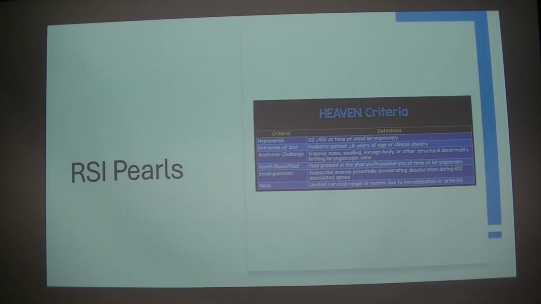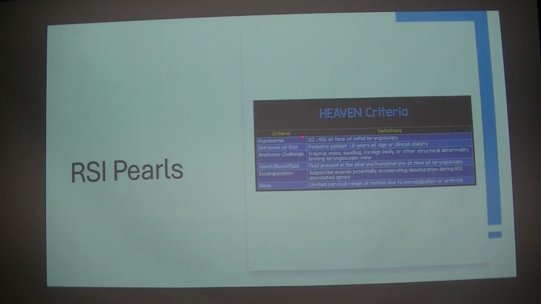So here are our HEAVEN criteria. Hypoxemia: less than or equal to 93% at the time of initial laryngoscopy. So we want to try to get their pulse ox as high as possible, and that is with a good waveform. These are things, the HEAVEN criteria are things that could lead you to believe you're going to have a patient who could decompensate or have difficulty with the intubation.